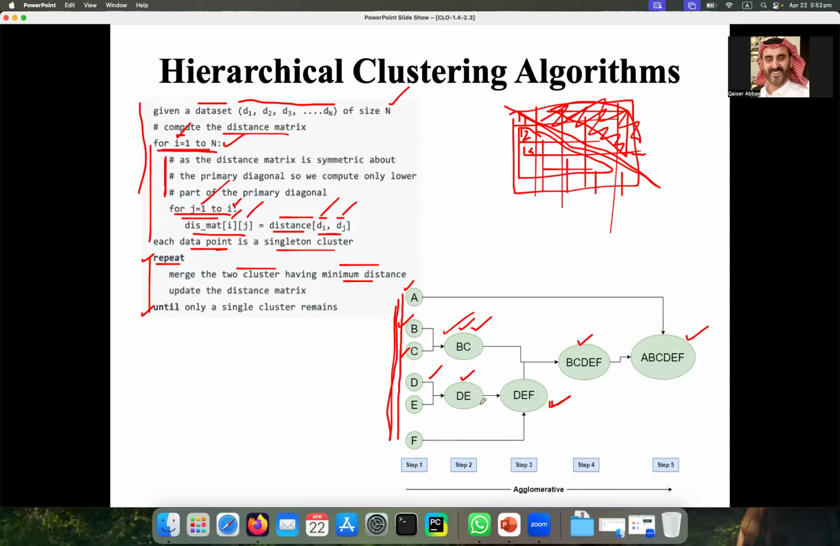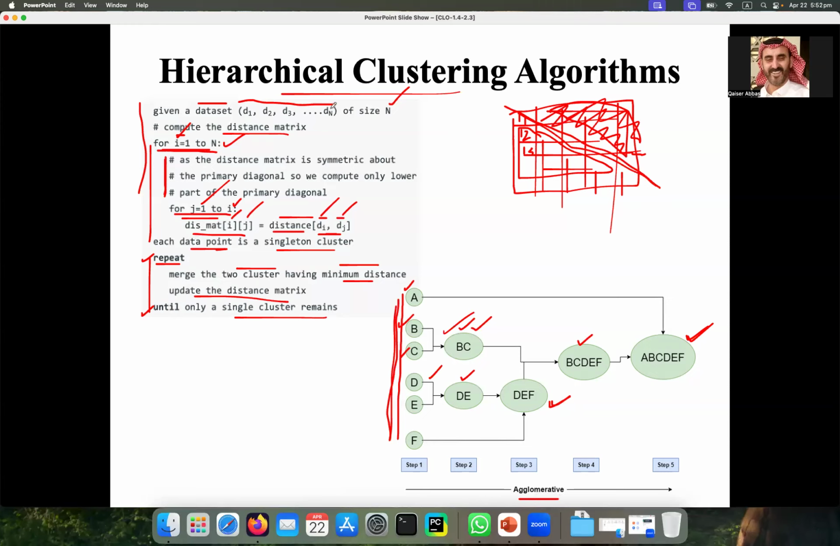Similarly, after that, you are merging two clusters having the minimum distance, and then you are updating the values of the distance matrix again. In this way, you will go on merging these clusters until a single cluster remains at the end. So this is one type of hierarchical clustering, that is agglomerative.